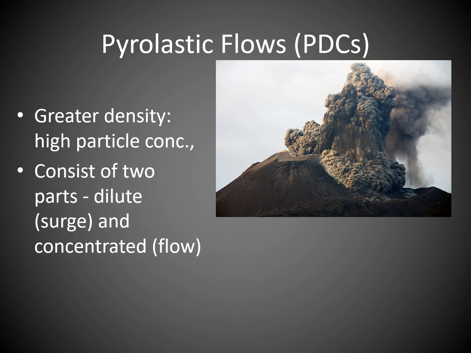So you get the dilute, which is just really fine ash, gases from the flow, and any air that might be ingested by the cloud as it moves across the surface. And then at the base, you have this rumbling, pounding block avalanche.